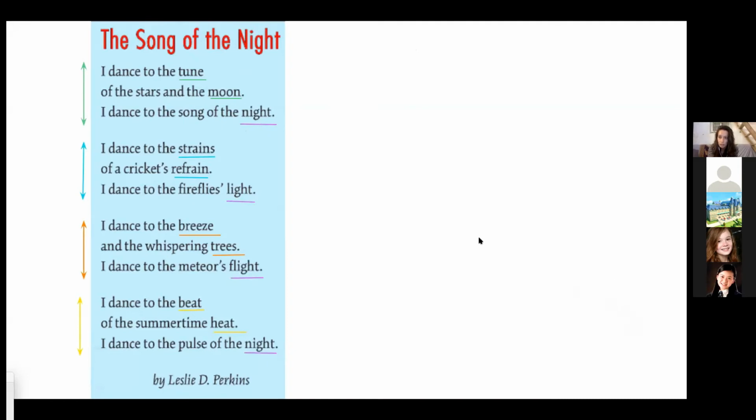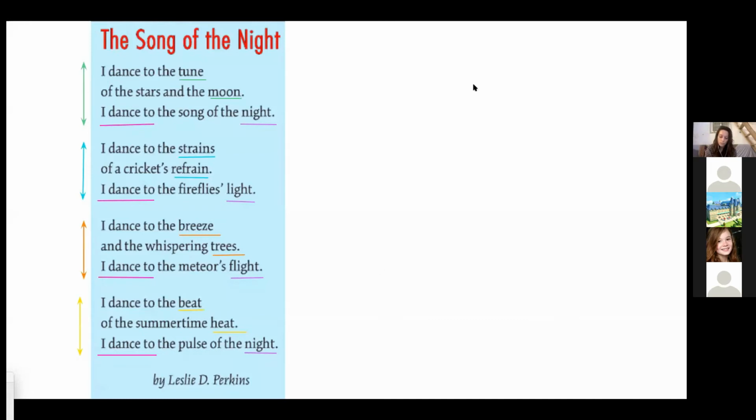Okay, thank you. And let's see, what else do we notice? What else do you notice that's similar about all four of those lines? Do you see any words that are the same in all of those lines? Night. Okay, so we know that night, light, flight, and night are rhyming words. What else in those lines is the same? What about this part? I dance to. The last line in each verse starts out the same way. So that is another example of the structure of this poem.